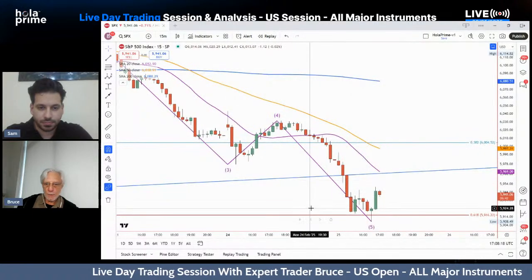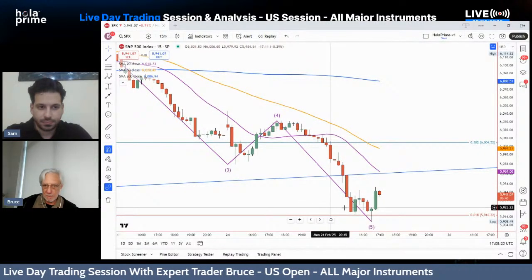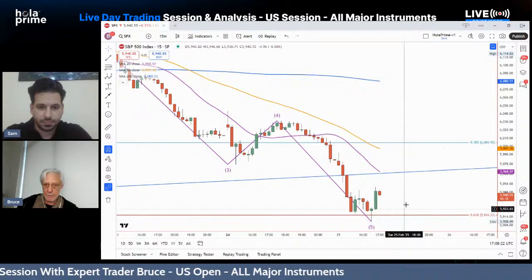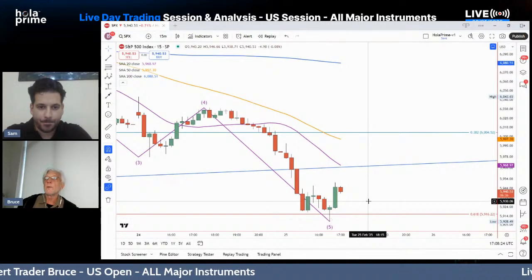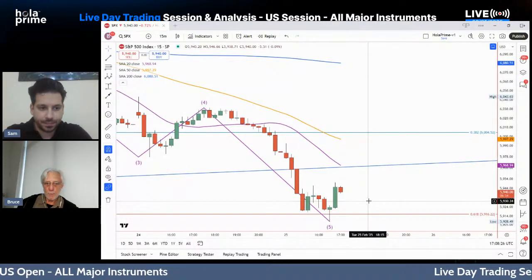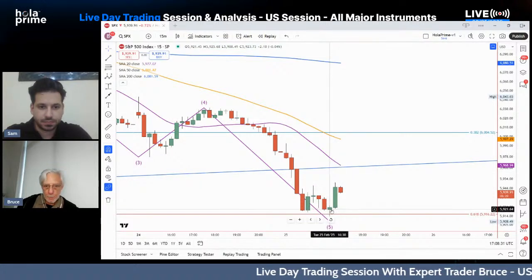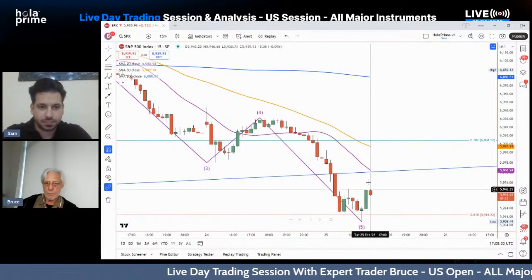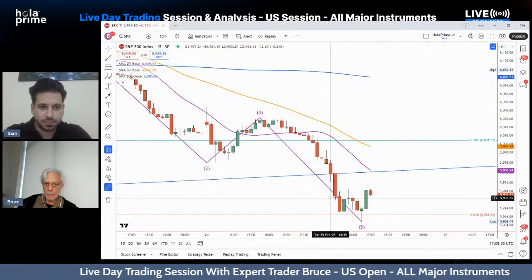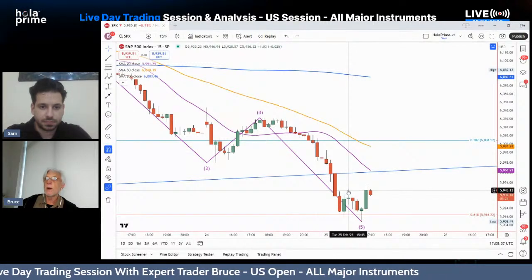Okay, so now we dissect the 15-minute chart. You can see that we have a reversal candle on the bottom. Interesting. We have a bullish hammer candlestick pattern. And what happened after it was broken out? We have a sharp rally. And we have a sharp rally above the previous swing high.